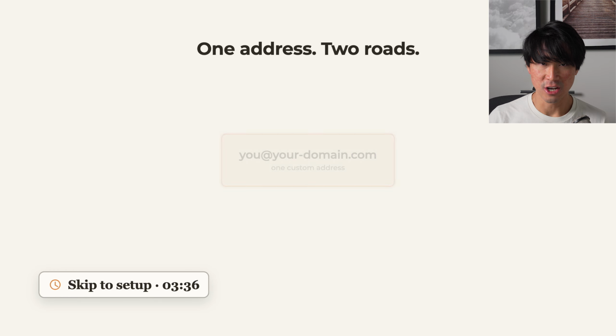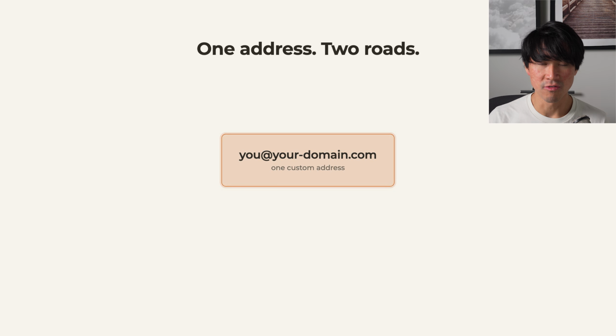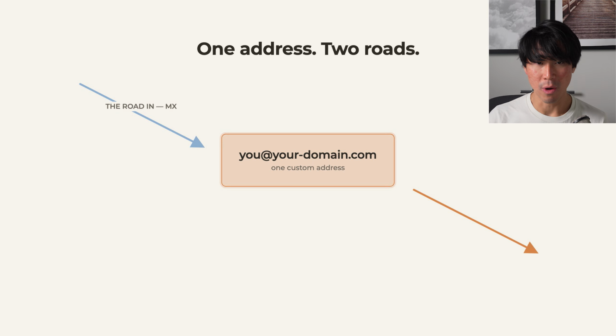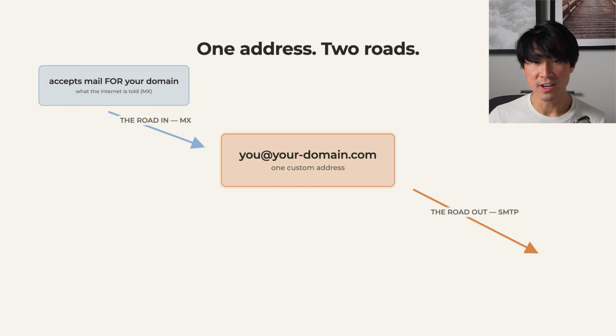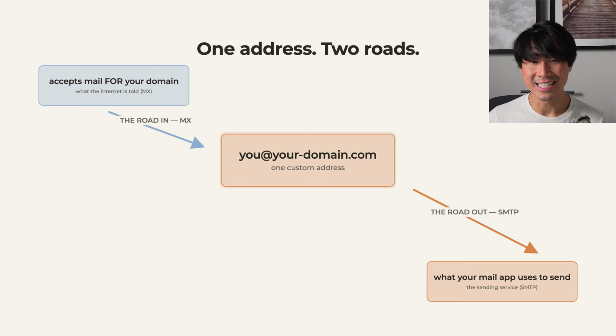So to explain a little bit what's going on, one way you can think about this is that you have one address, that one custom domain that you have, and then you have two roads from that. The two roads that we have is the incoming route, which we're gonna call, in this case, the MX. And then we have the outgoing route, which is the second road, which is SMTP. So the incoming route essentially tells the internet which service accepts mail for our custom domain that we set up, while the outgoing route is the service that your mail app uses to send.